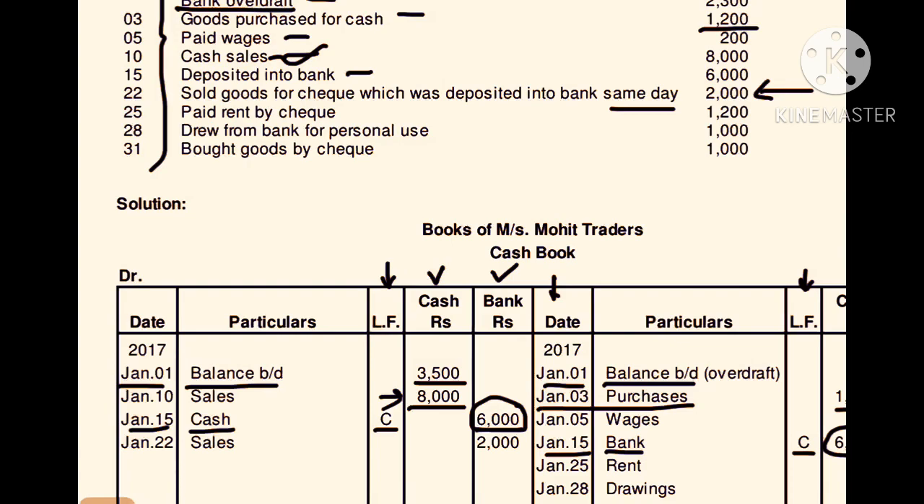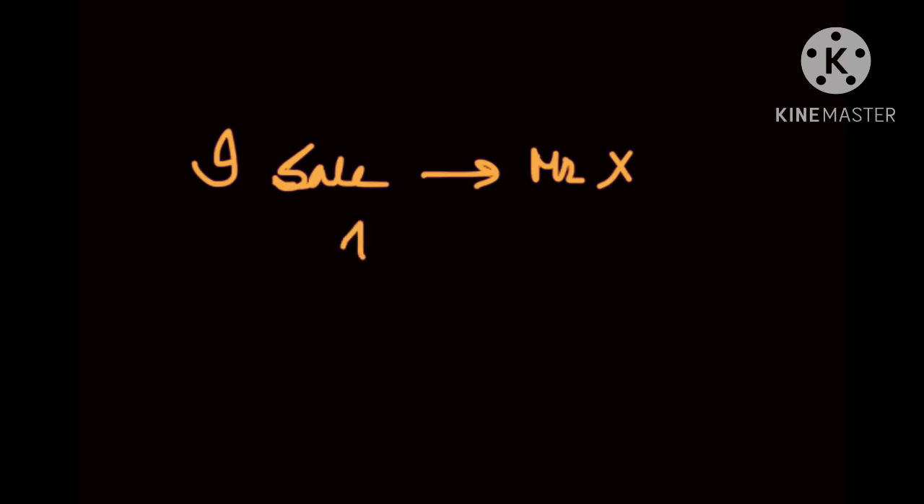Now the next point is sold goods for check, meaning you are receiving a check which was deposited on the same date. I again wanted to tell you, if you or the company receive any check, two questions arise. Let me show you, and always remember this, don't forget it. Say suppose I sell something to Mr. X of rupees 10,000.